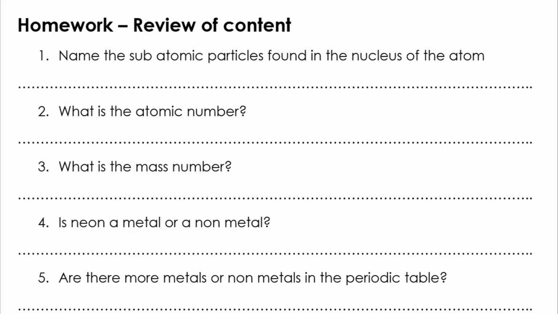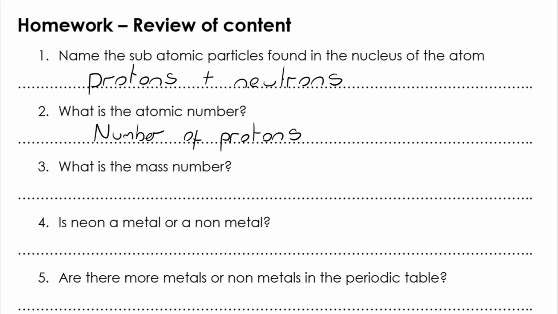Taking a look at number 1, the subatomic particles found in the nucleus are the protons and neutrons. The electrons, as you will hopefully remember, are orbiting that nucleus, or they're surrounding the nucleus in clouds. The atomic number is the number of protons, and the mass number is the number of neutrons and protons. Moving on, we'll talk a lot more about those later on within this video.